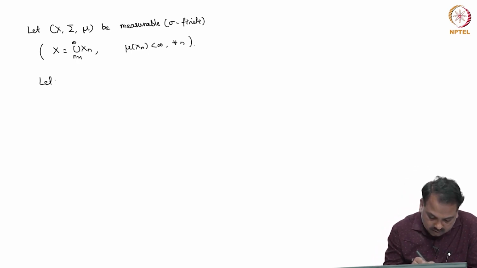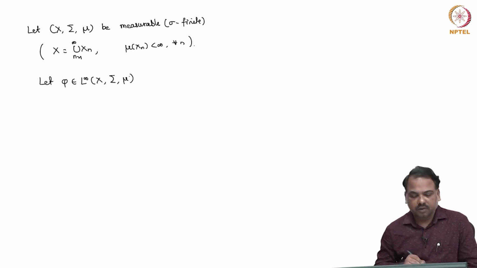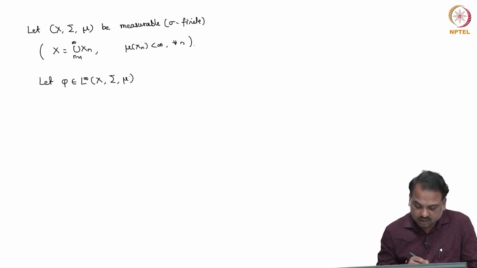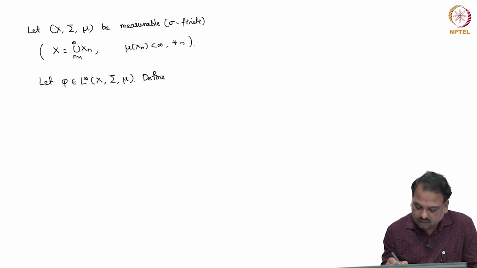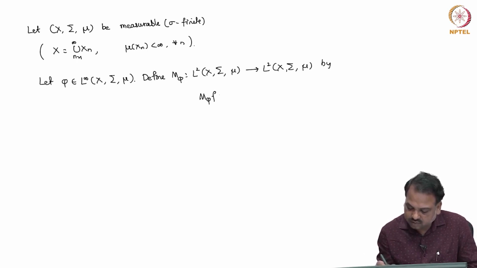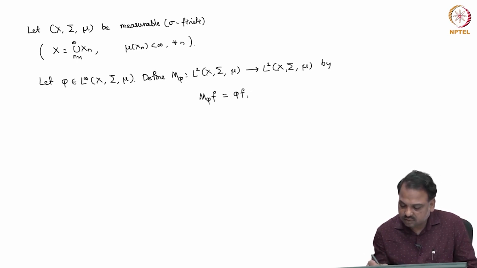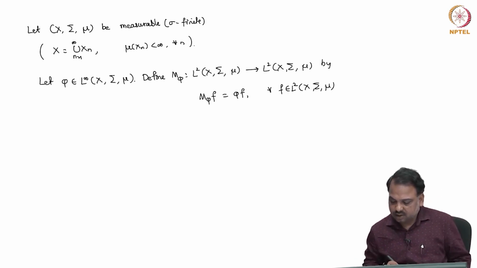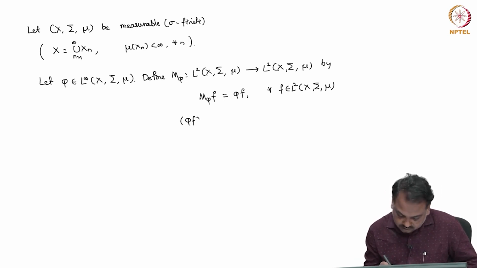Now let us take phi from L infinity of X, sigma, mu, which is the space of all essentially bounded measurable functions. So define m phi from L2 of X, sigma, mu into L2 of X, sigma, mu by m phi of f is phi multiplied by f for every f in L2 of X, sigma, mu. So here phi f is a function in L2, nothing but phi of t into f of t for every t in X.